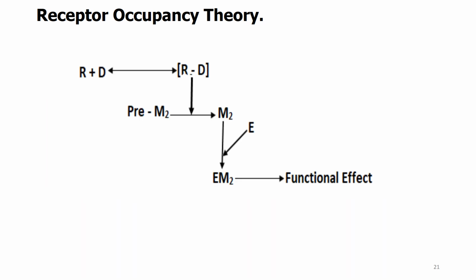How does that lead to biological function? The diagram here, you can see the degree of drug combination with receptor leads to a drug-receptor complex or a receptor-drug complex. That molecule now activates a second messenger. The second messenger in turn activates an effector molecule which produces the functional effects.